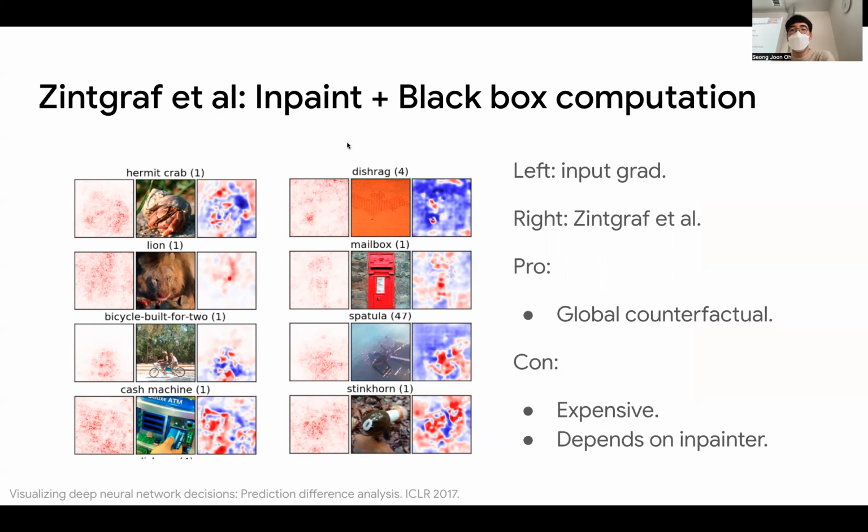Okay. And they are also comparing against this input gradient. It's a very easy baseline to beat.